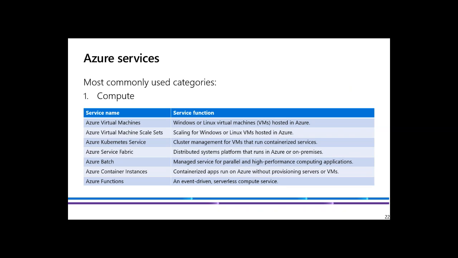So let's take a closer look at the most commonly used categories. For example, we can first take compute. Compute services are often the primary reason why companies move to the Azure platform, because Azure provides a wide range of options for hosting applications and services. Here are some examples like Azure virtual machines, Kubernetes services, Service Fabric, and Azure Batch, and there are a lot of services like this for compute.